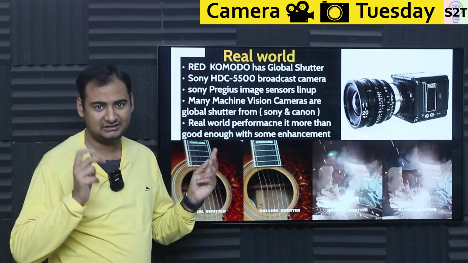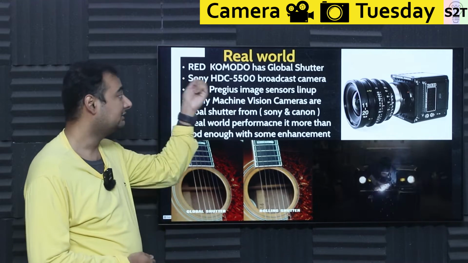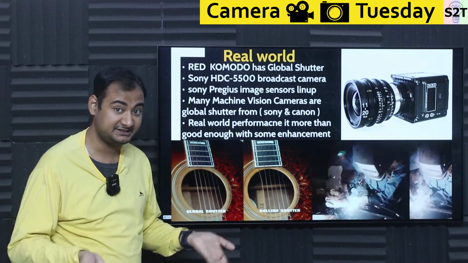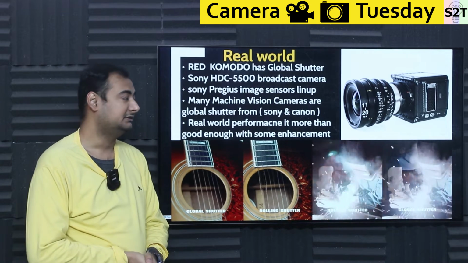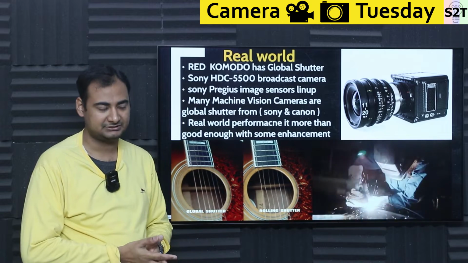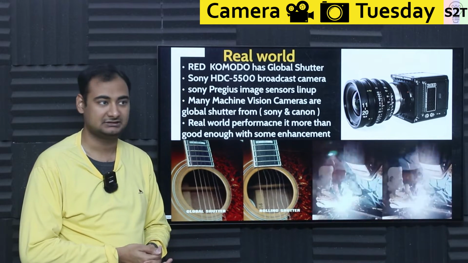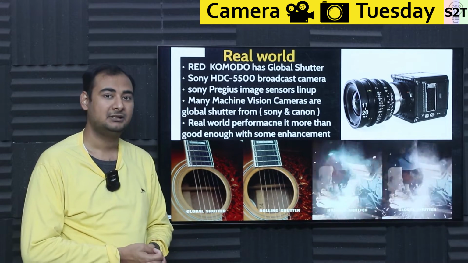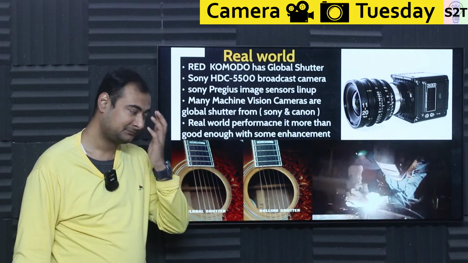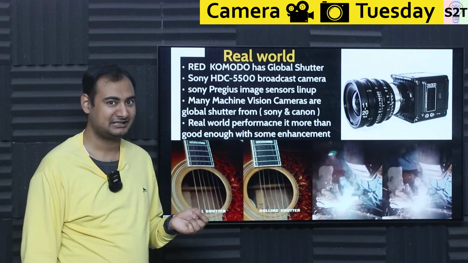So do we have any real world example to look at? Well, yes, Red Komodo has a global shutter. Now be mindful, there were other cinema cameras that had CCD, that had rolling shutter and global shutter. But here's the deal, Blackmagic did try to introduce it and they did not do it properly. The result was really bad, and Blackmagic almost dropped it quietly. Nobody even knows what happened to that camera. Abandoned, it's now a video in the abandoned camera series.